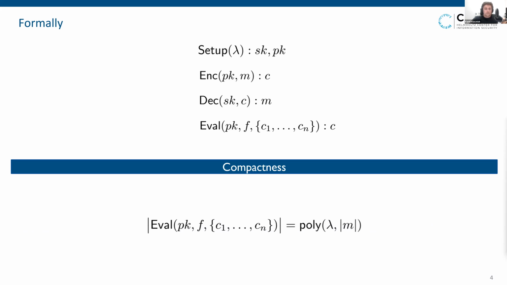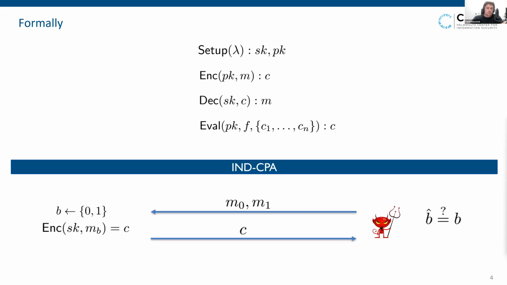Then for compactness, we require that the size of the outcome of the evaluation doesn't depend on the size of the circuit. And finally, we define IND-CPA security in the usual way. So we have an adversary that chooses two messages, and the challenger encrypts one of these messages, and the adversary must guess which message was encrypted.